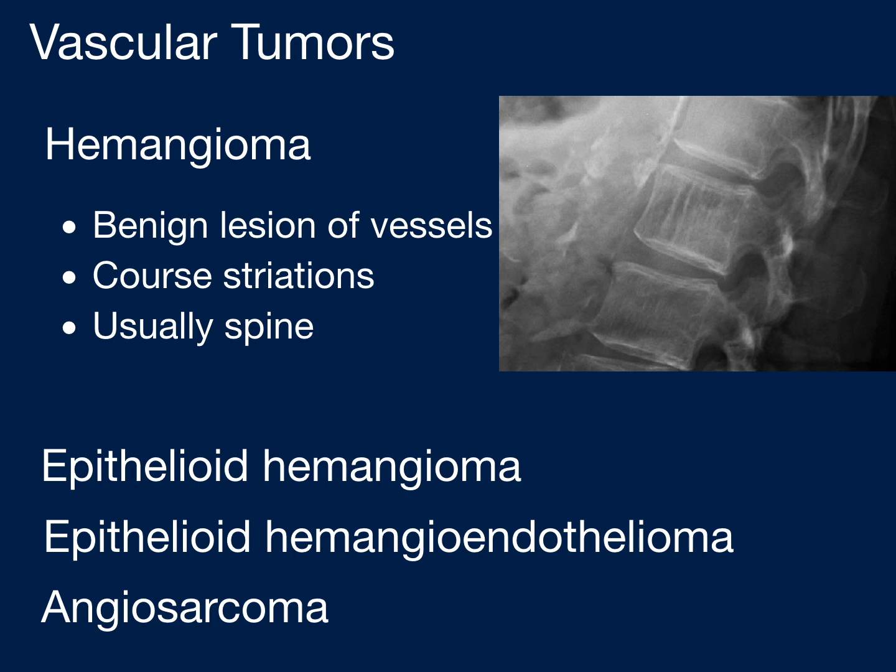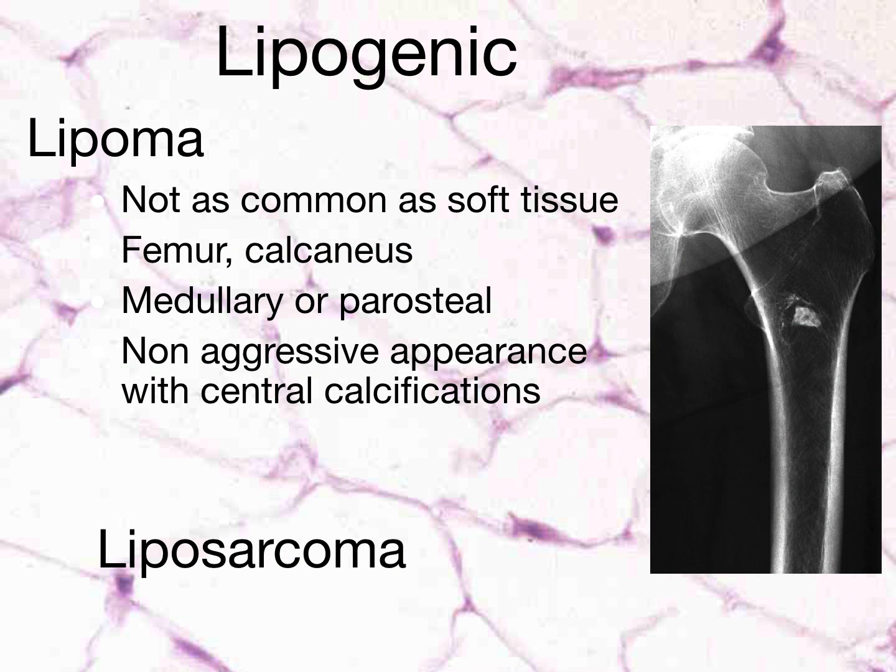Another category is the vascular tumors, of which the hemangioma is by far the most common. These are benign tumors of vessels, and usually we'll see coarse striations radiographically. They're most common in the vertebral bodies, although they can occur elsewhere. For the myogenic tumors, leiomyosarcoma is the only member and is rare and won't be covered further. For lipogenic tumors, lipomas are very common in the soft tissues, but they can occur in the bone, usually in the femur and calcaneus. They can rarely be parosteal, and often have a characteristic central calcification due to calcified fat necrosis. Liposarcomas in bone are very rare.